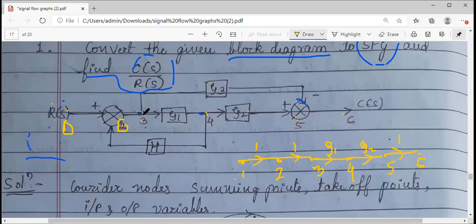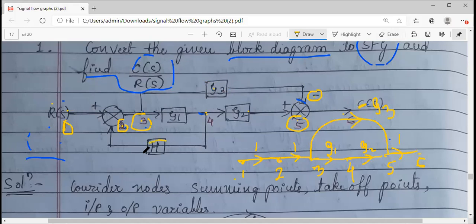How is the connection between the third node and the fifth node? So take between 3 to 5, the direction is forward. Take the direction, you have a gain G3. However, look at this sign, you have a negative sign, so put a negative sign before G3. It is very important, don't neglect the signs.